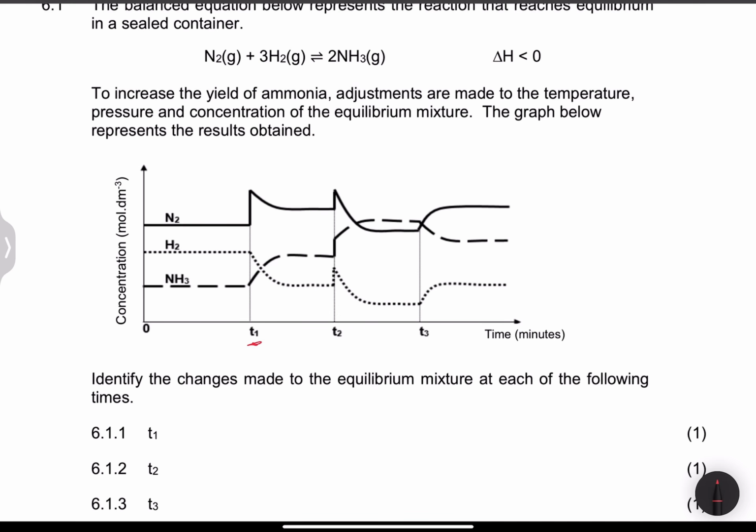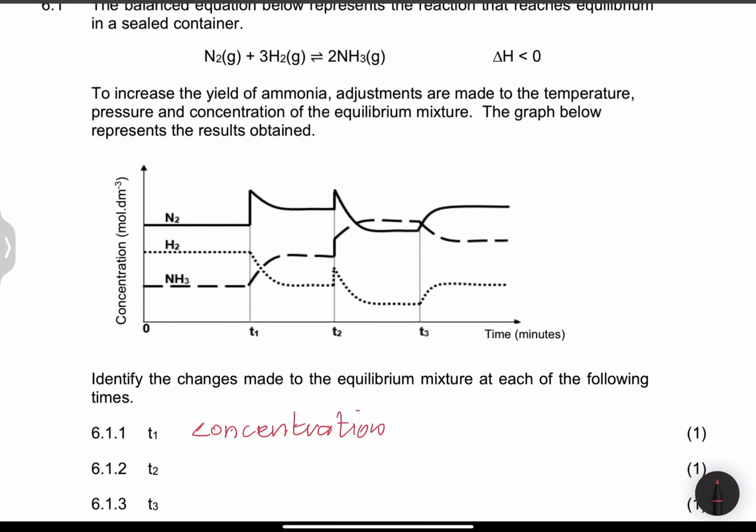What I want you to note is that at T1 you've got a sharp spike on nitrogen. So the change made at T1 must be a change in the concentration of nitrogen. It was an increase in the concentration of nitrogen. So we know that T1 has to do with concentration. They said to identify the changes made in the equilibrium mixture at the following times. So that was a change in concentration.